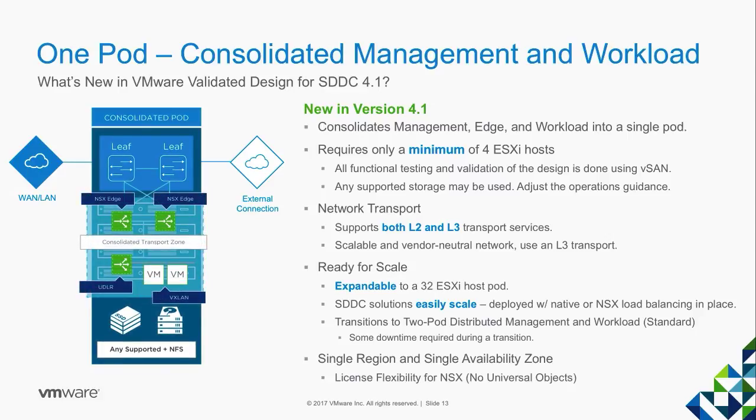This is also built so that it's ready for scale, right? We can start with a minimum of 4 hosts, like I mentioned, and it's expandable up to a total of 32 hosts within the consolidated management and workload pod. That keeps it within the constraints of NSX's tested limit of a 32-node cluster, and allows you to grow from, say, a minimum of 100 virtual machines, for example, up to around 2,500 virtual machines in terms of scale numbers.